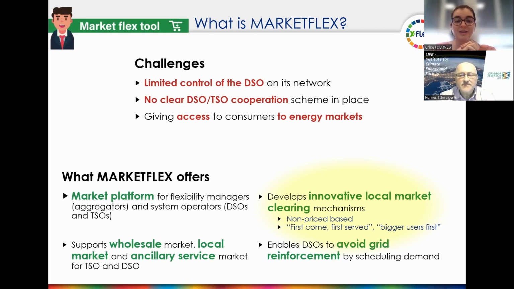And what is the main point for DSOs? With this market platform, they can actually have control over the grid. And in the end, by controlling these flexible units that have a great impact on their grid, they can avoid reinforcing the grid, so putting in new lines or bigger lines or new transformers, which is really costly.